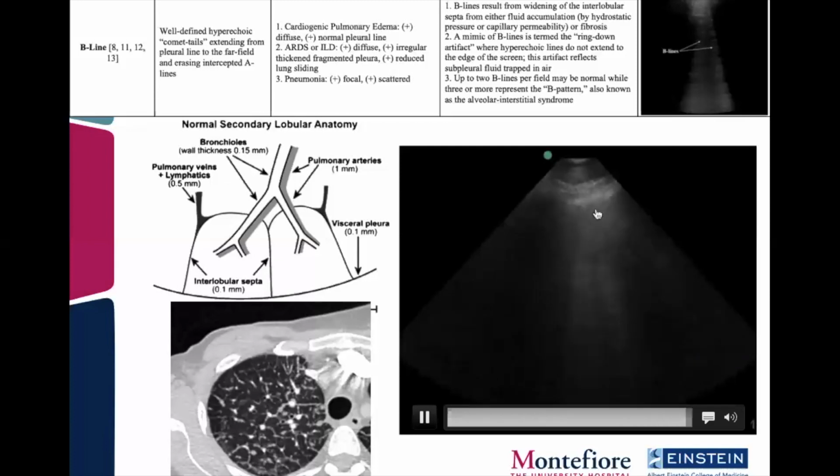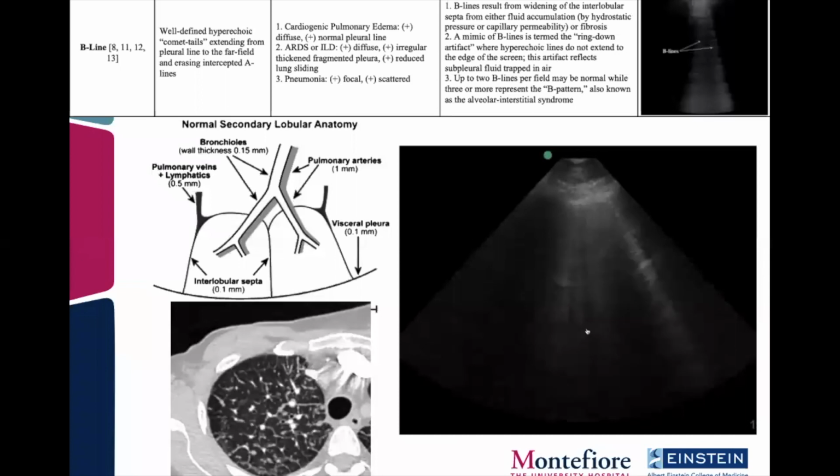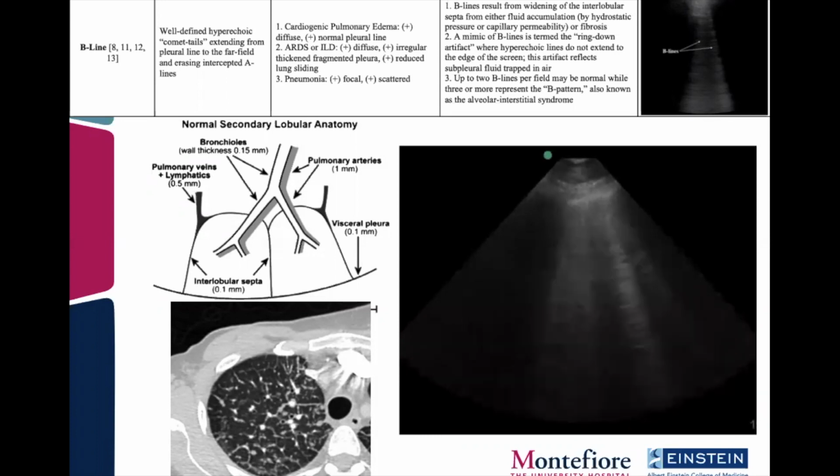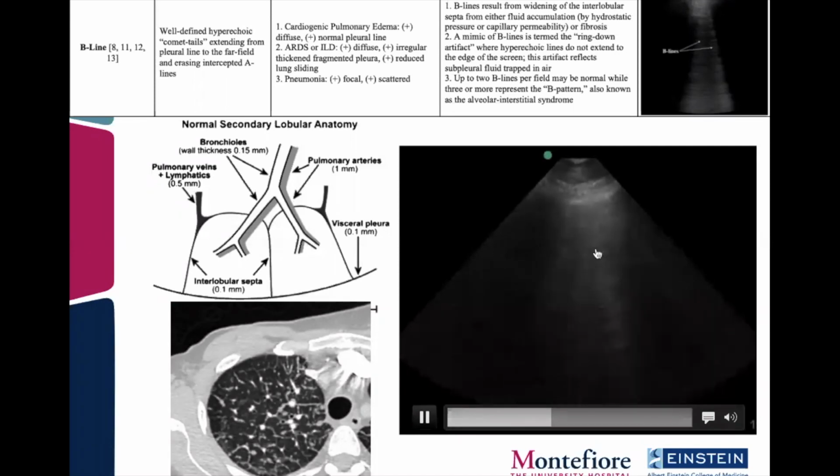Here we see the ultrasound image of the B lines, and they are these well-defined hyperechoic comet tails that extend from the pleural line all the way past the edge of the screen. They also erase intercepting A lines. There is something called a Z line, which looks like a B line. I don't have an image here, but it doesn't extend to the edge of the screen. It's thought that these Z lines may be just trapped fluid beneath the pleural line, but they don't really have any clinical significance that we know of.